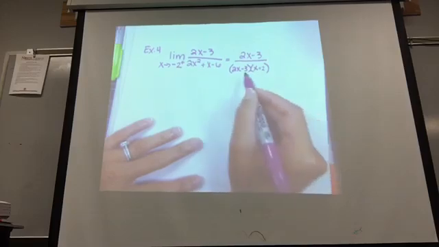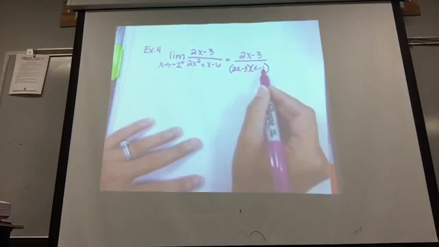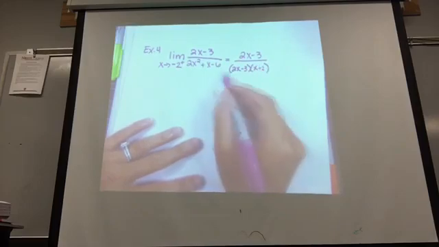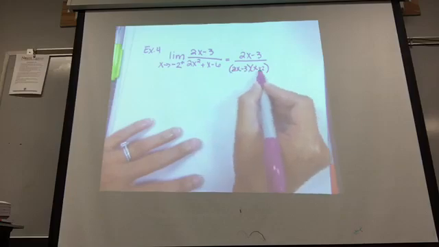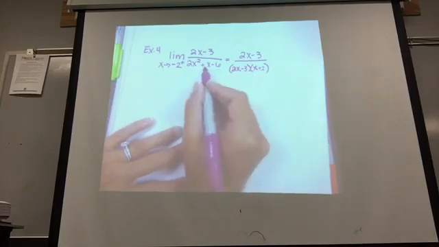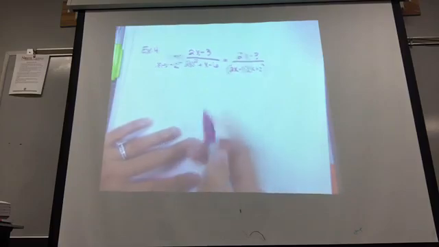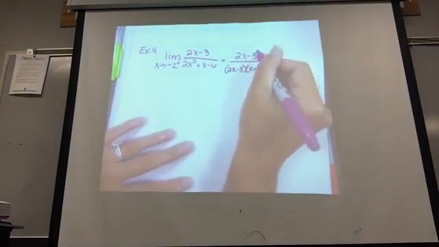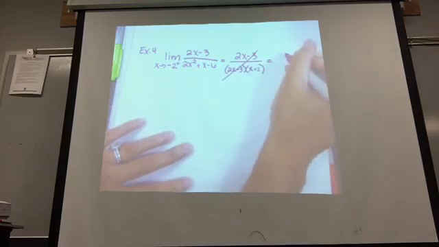Did I do that right? Negative 3 and negative 3 times 2 is negative 6. And now positive 4x minus 3x gives me positive 1. Okay, so 2x minus 3 cancels out. So I'm left with 1 over x plus 2.